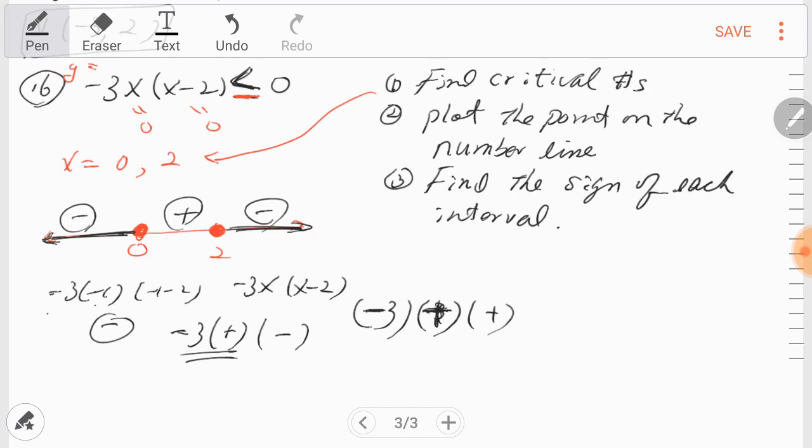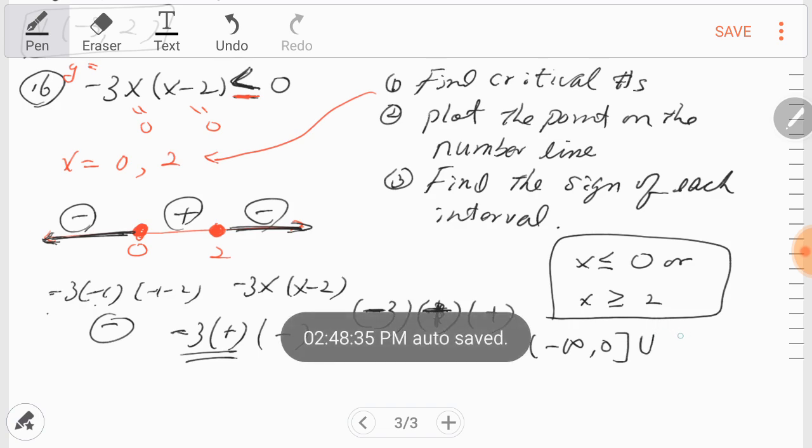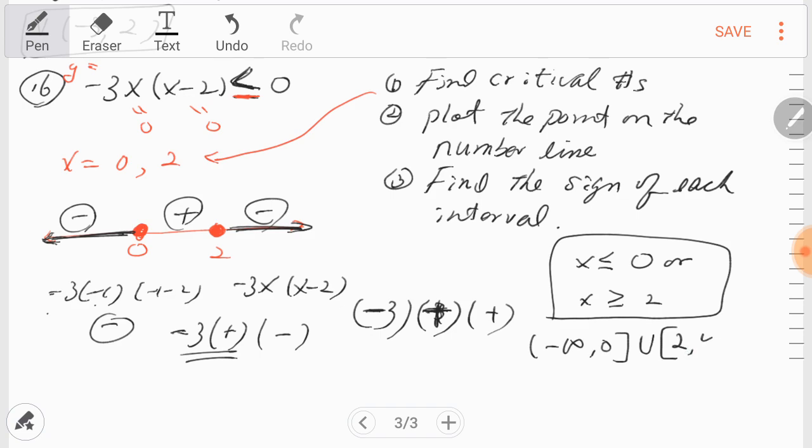So the solution is what? The first interval and the third interval. So the solution is x is less than or equal to 0, or x is greater than or equal to 2. We include this 0 and 2 because there is an equal sign. Or you can write it like this for interval notation. Negative infinity to 0, and 0 is included, or means union, and from 2 all the way to infinity. So you can write the solution as this.